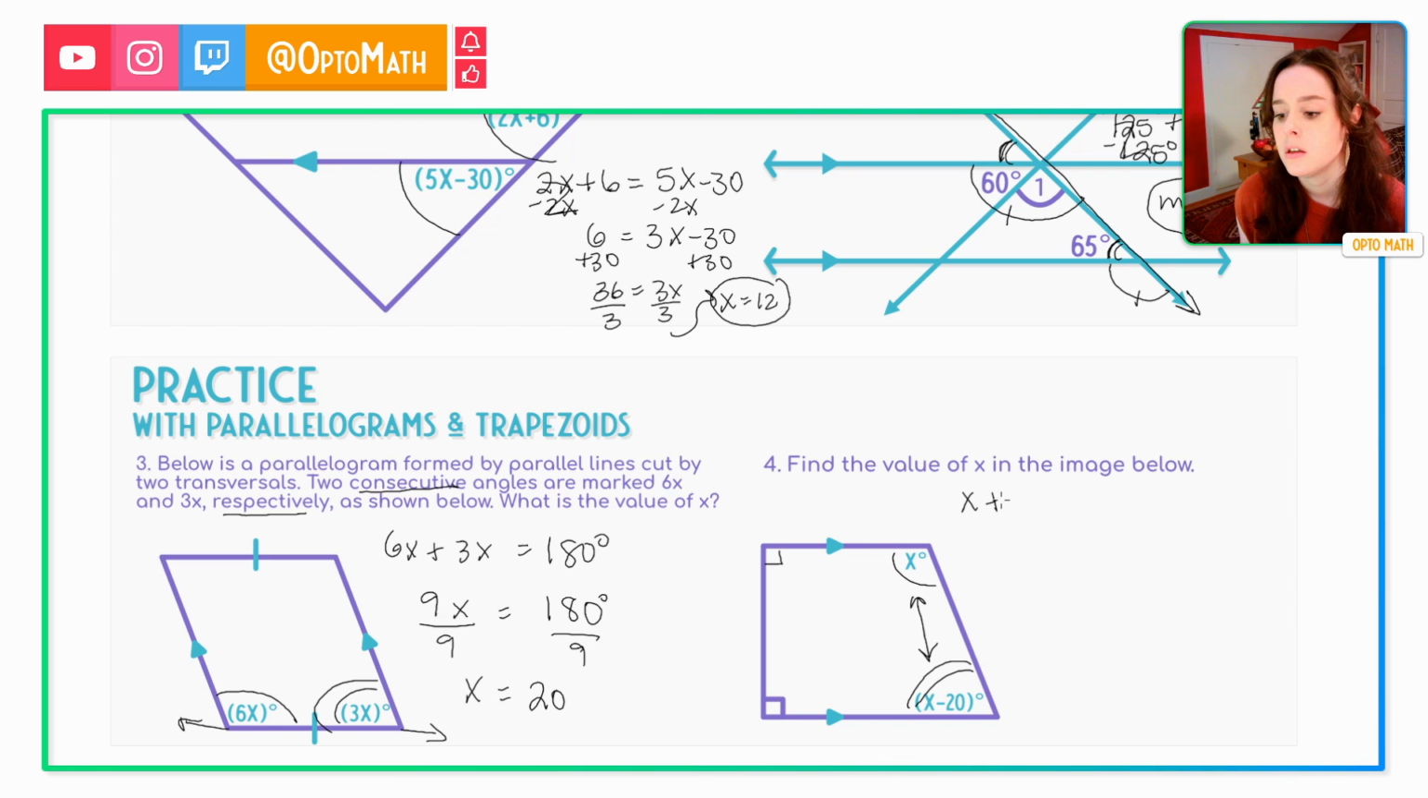So x plus x minus 20 is equal to 180. So that's 2x minus 20 is equal to 180. We'll add 20 to both sides, and that's a 0. 2x is equal to 200, and we'll divide both sides by 2. That's a 1. And x is equal to 100.